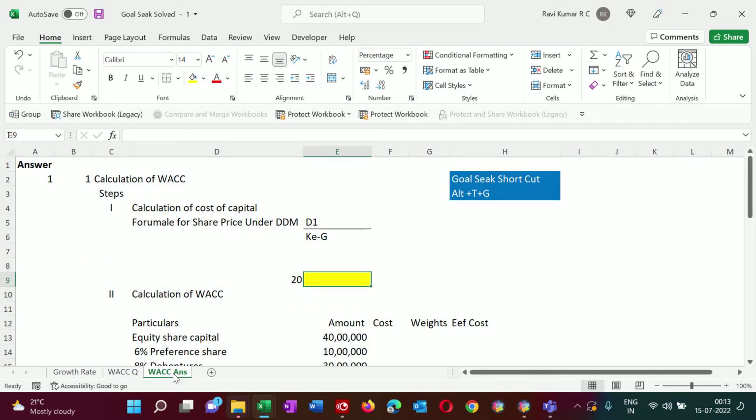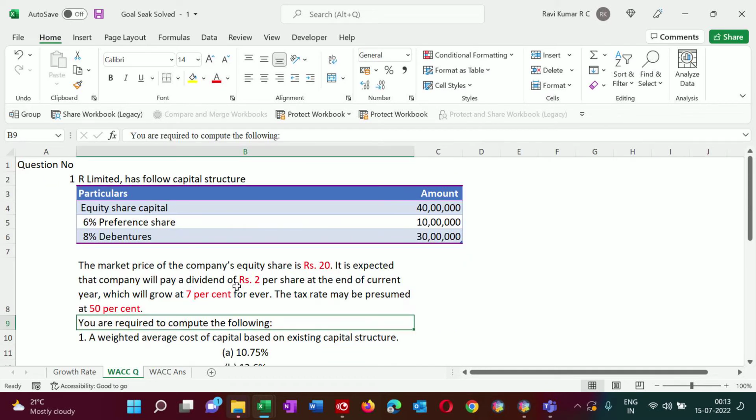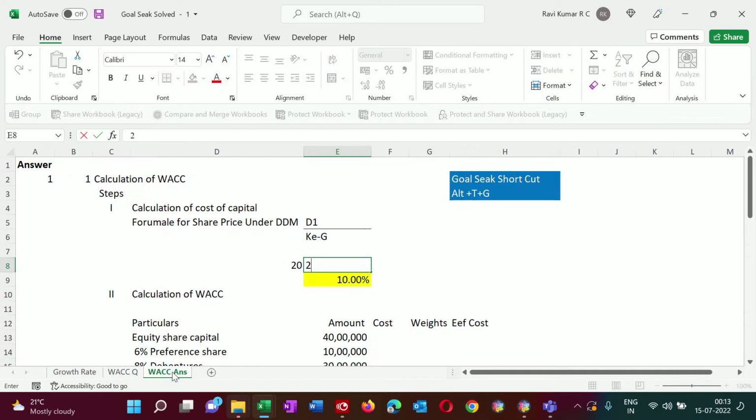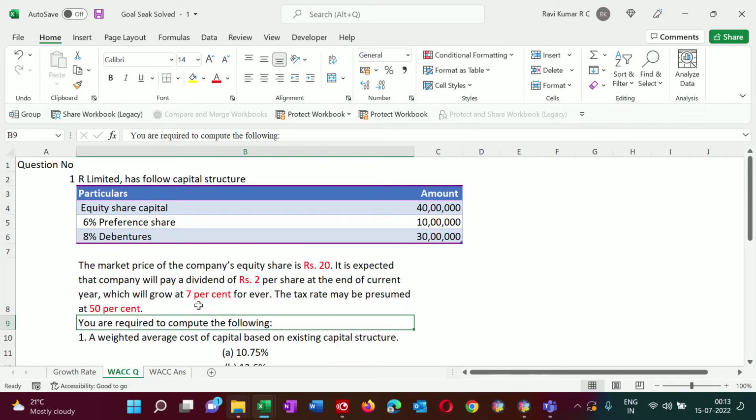But we don't know what the cost of capital is. Presently, I will take it as 10%, just for continuing purposes. And the dividend, expected dividend, they have told is 2 rupees. I will take that 2 rupees. And the growth rate is already there, that is 7%.